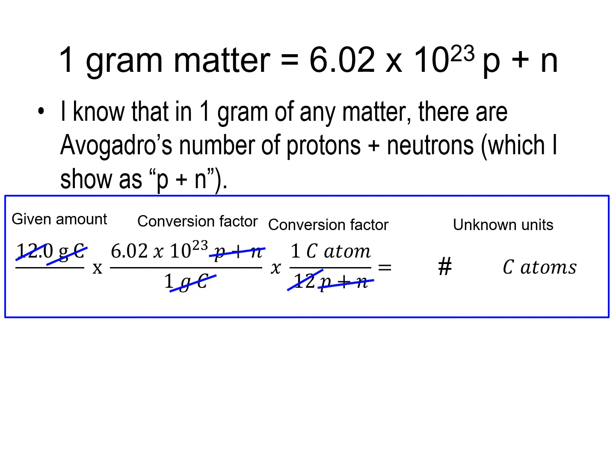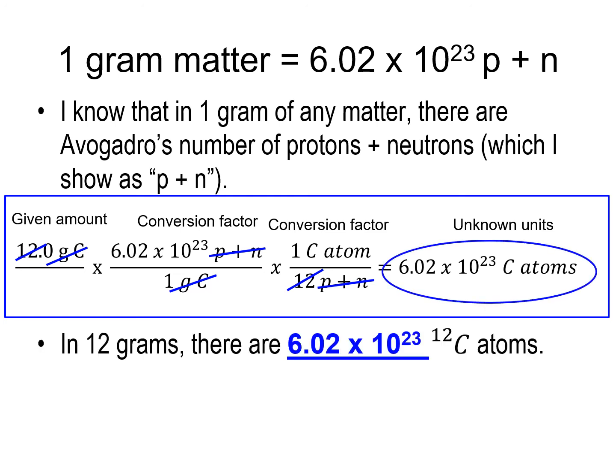Even the ones are going to cancel out. But you're also left with carbon atoms. So I always have 3 parts to my answer. I have a number, a unit of measurement, and a substance. In this particular case, my unit is simply a count. 6.02 times 10 to the 23rd power carbon atoms. In other words, in 12 grams of carbon-12, there are Avogadro's number of carbon atoms.